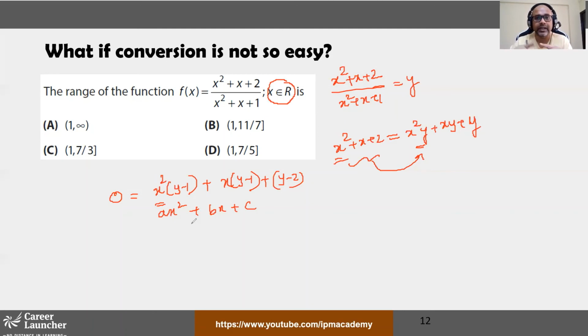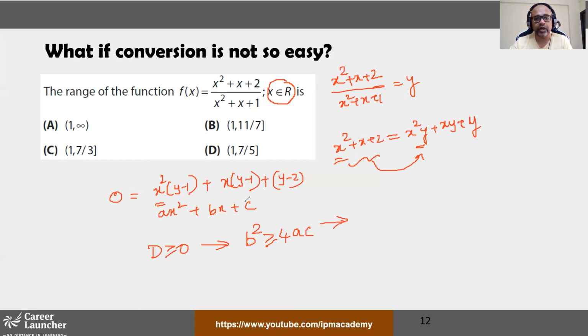Keep in mind, that's the meaning of the question given to me. When is a quadratic equation always real? Only when the discriminant is greater than or equal to 0. So my discriminant becomes b square greater than or equal to 4ac.